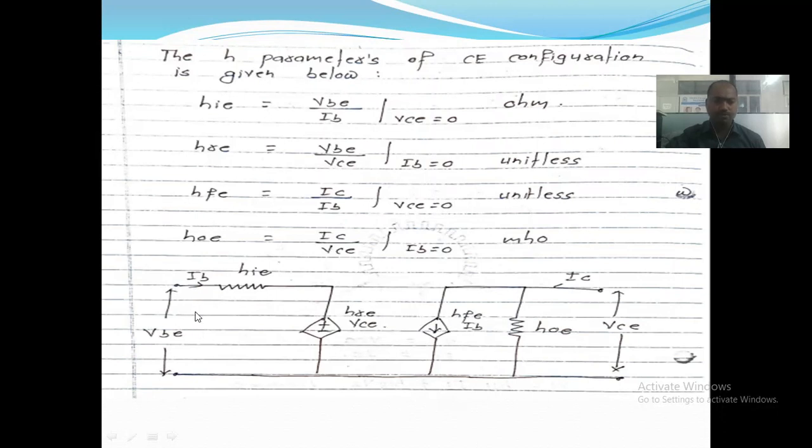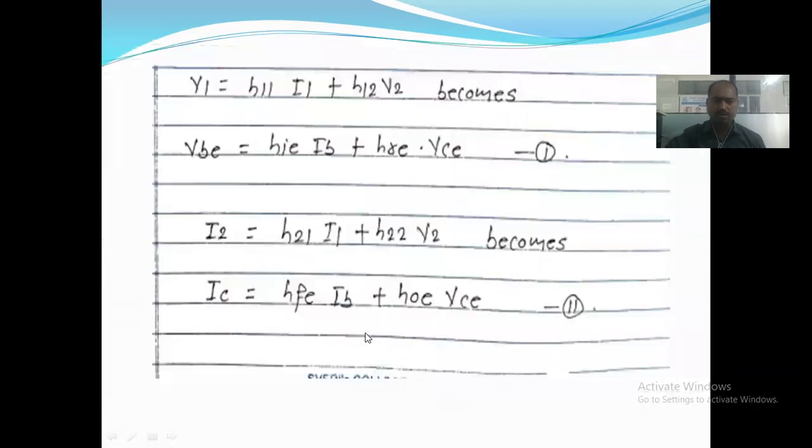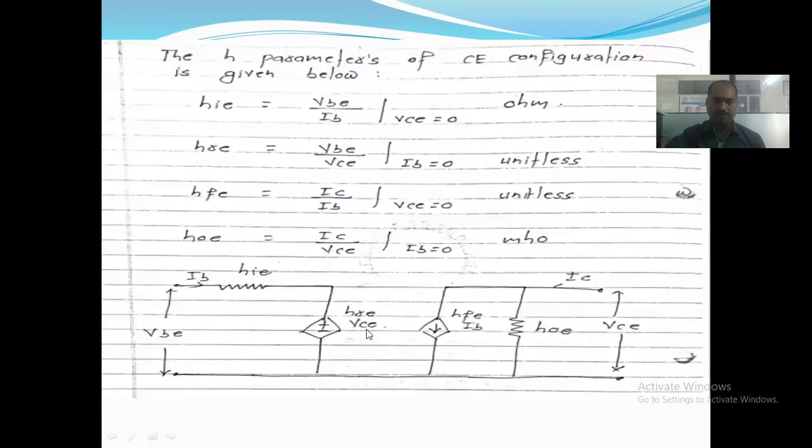So only put out the particular value, means H11 indicates HI, right? I1 indicates IB, right? And the other thing, H12, indicates that it is HRE, into V2, which indicates Vc. We have to put out the Vc. Same way, the other equation is I2 equal to H21 I1 plus H22 V2.